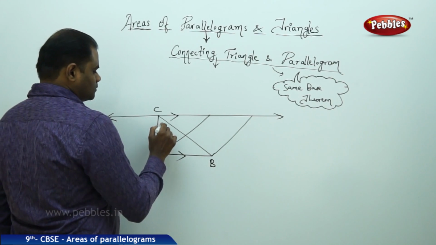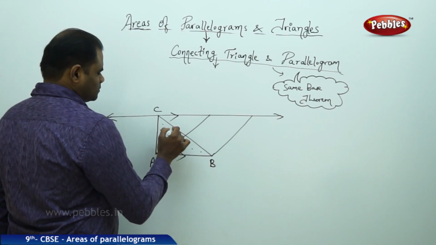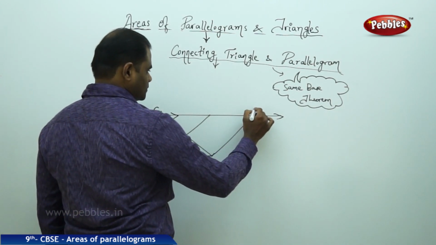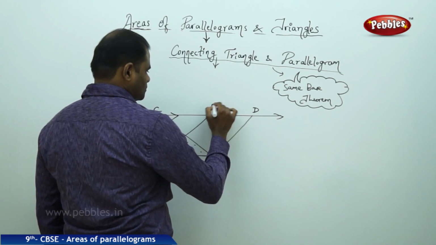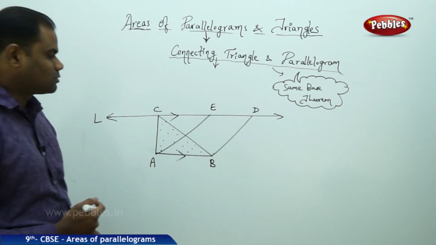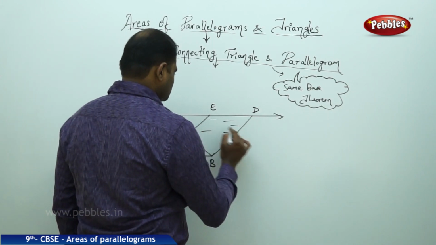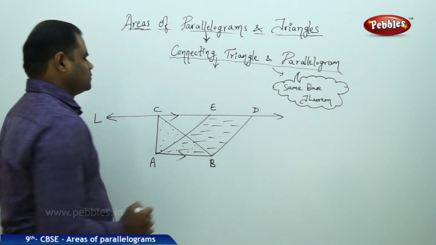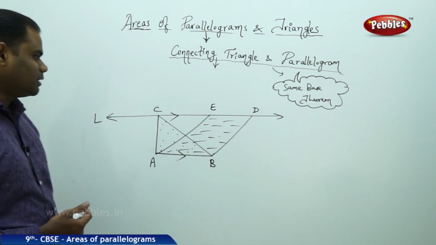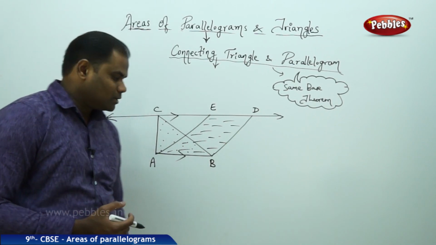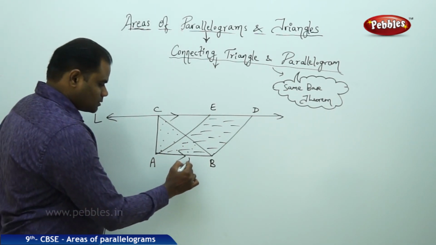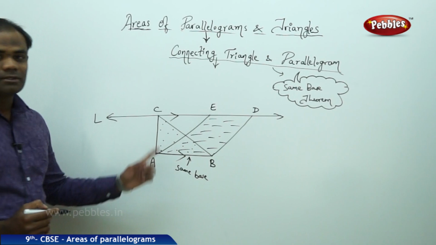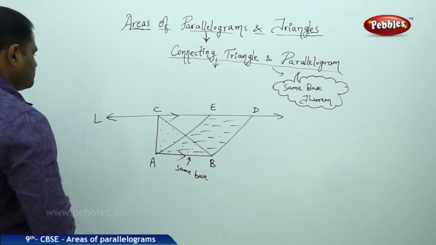ABC is the triangle and ABDE is a parallelogram. So here I have a parallelogram. So ABC is a triangle and ABDE is a parallelogram. So they are of course found to be on the same base and between the same parallels L and AB.